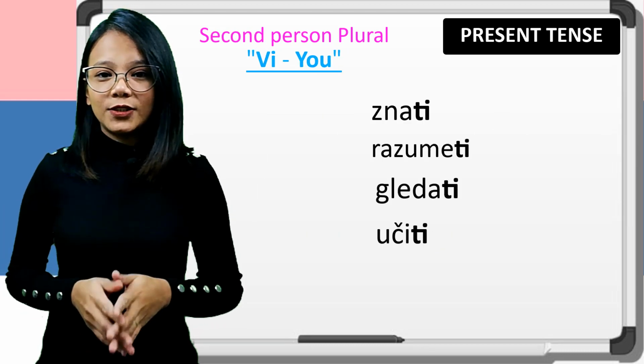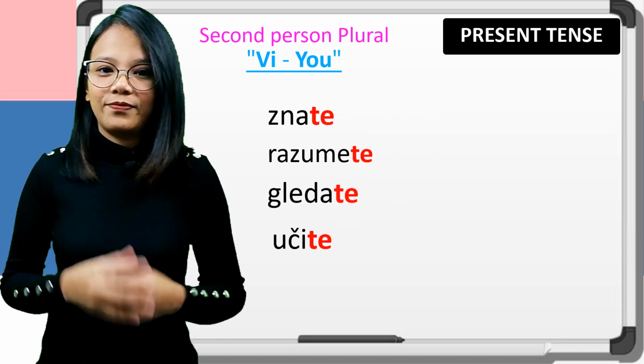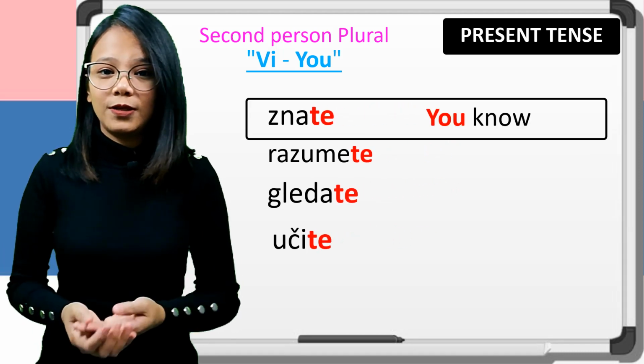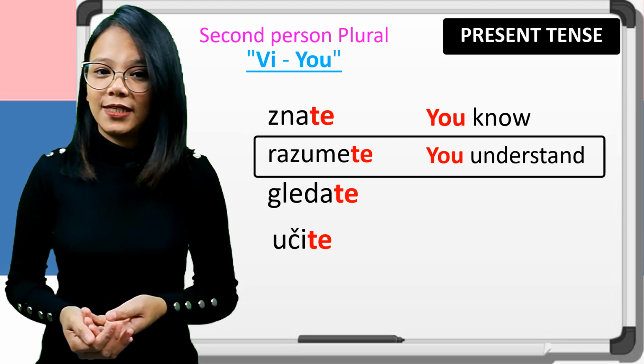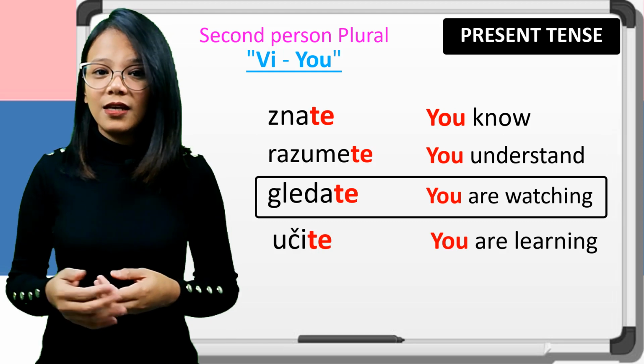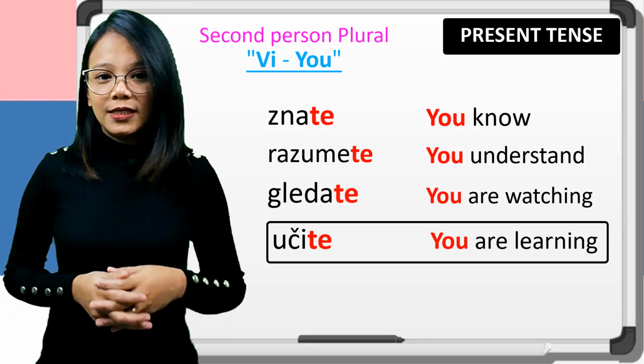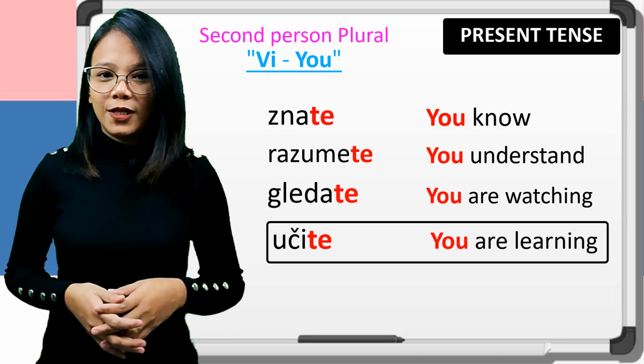For the second person plural, you, just remove T and add te. Znate, you know in plural. Razumete, you understand in plural. Gledate, you are watching in plural. Učite, you are learning in plural. Also, they are using this you plural as informal.